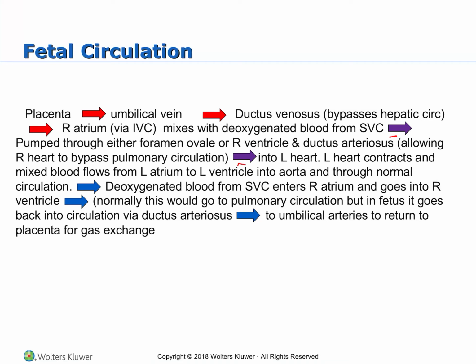Then the deoxygenated blood from the superior vena cava enters the right atrium, goes into the right ventricle, and normally from the right ventricle it would go to the pulmonary circulation, but instead it goes back into circulation via the ductus arteriosus into the umbilical arteries and gets returned to the placenta for gas exchange. This sounds like a lot, and it is. Sometimes it's very hard to grasp, but I wanted to put it in a different perspective for you. Once you see the video, look at the pictures and try to follow this pathway, it'll start to make a little more sense.